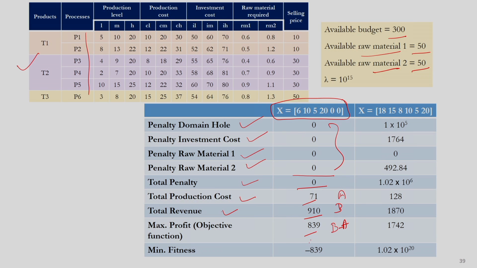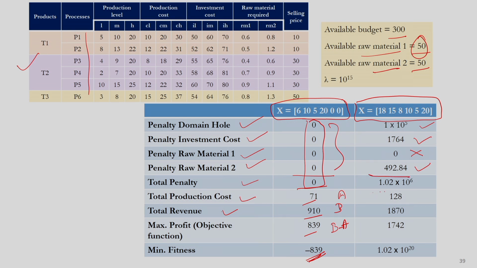Since it is a feasible solution, the penalty is 0. If you plug that into the fitness function equation, you will still get minus of profit, so minus 839 is what you should get. Whereas this is an infeasible solution. One of these variables violates the domain constraint, which is why we are incurring this penalty. Similarly, there is a penalty associated with investment cost and raw material 2. No penalty is incurred for raw material 1, because whatever we require is less than or equal to 50.